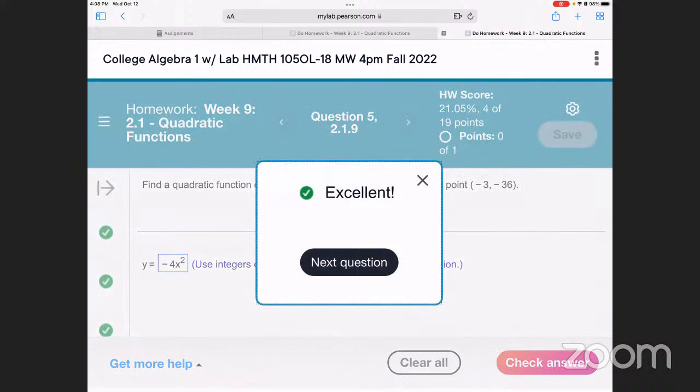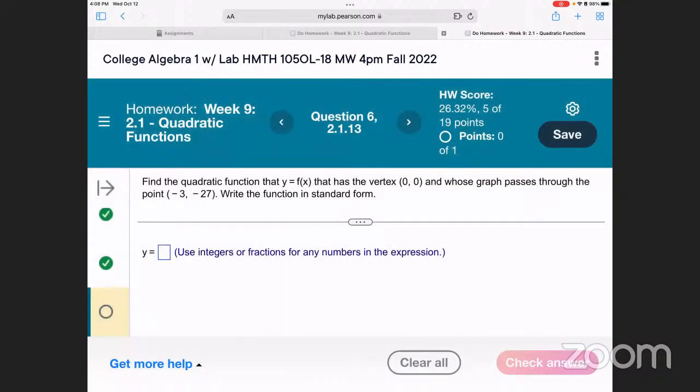Let's go to the next one. Now, if I need to write this stuff out, just let me know. We're actually finding the quadratic function that has this vertex. Let me write this one out. I'm going to start by getting a copy of it.